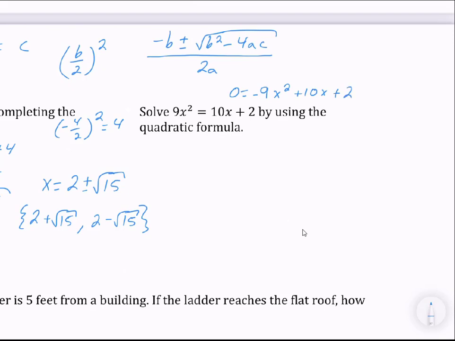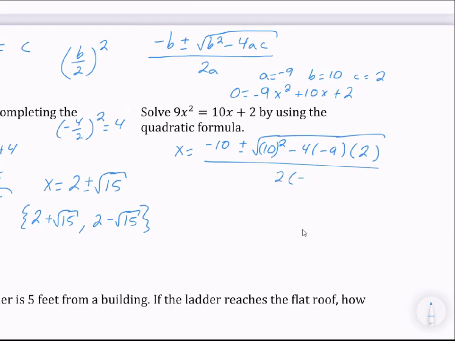So what is a? Negative 9. b is 10, and c is 2. Now let's put this in there and see if we can simplify our square root. Negative b, so that'll be negative 10, plus or minus square root of 10 squared. I really ought to put parentheses everywhere I plug things in. It's a good habit to have. So b squared minus 4 times negative 9 times 2, that's our c, all over 2 times negative 9.